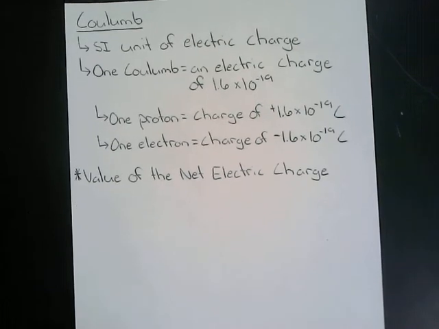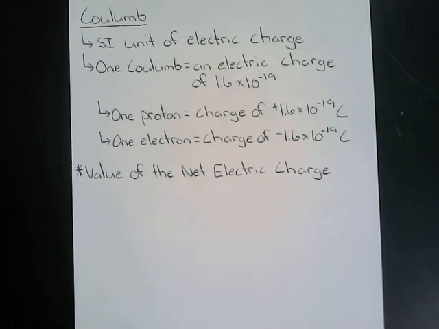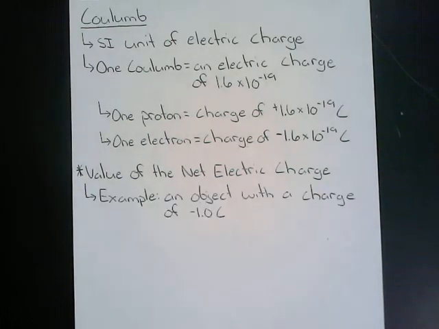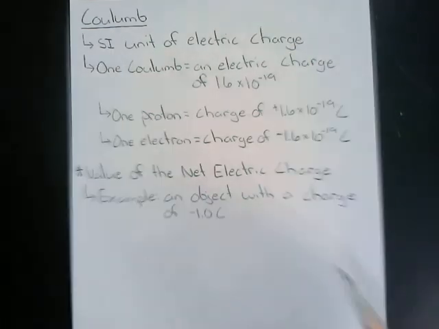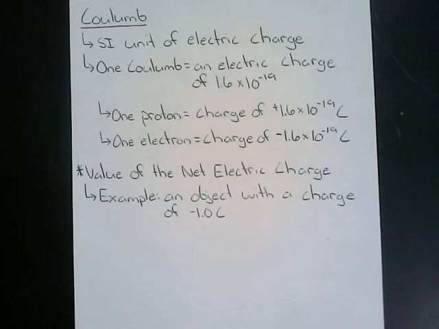So let's give an example here. Let's say we have an object with a charge of negative 1.0 Coulombs. So if something has negative 1 coulomb as its electric charge, it's going to contain 6.18 times 10 to the 18th excess electrons.